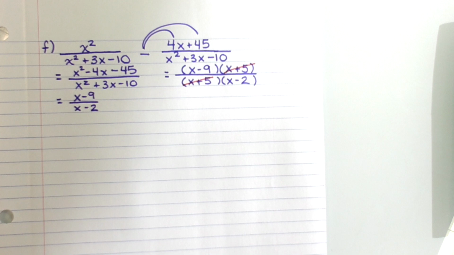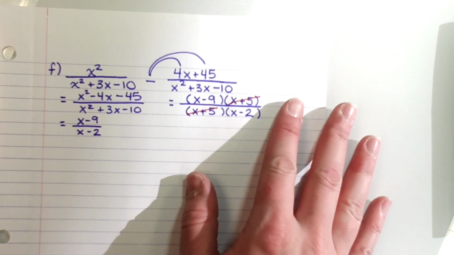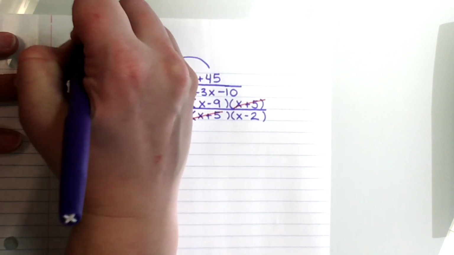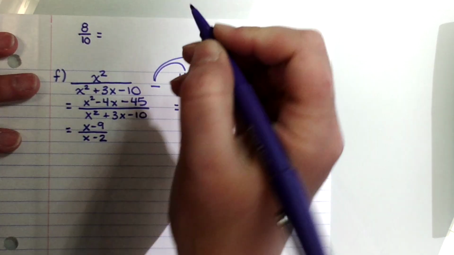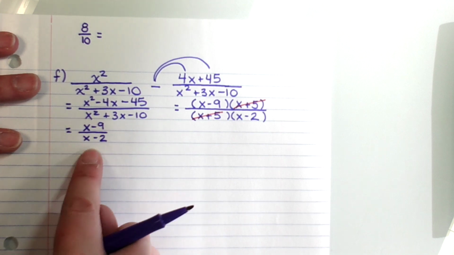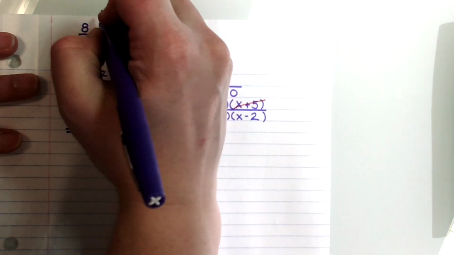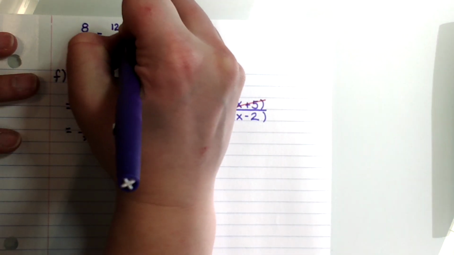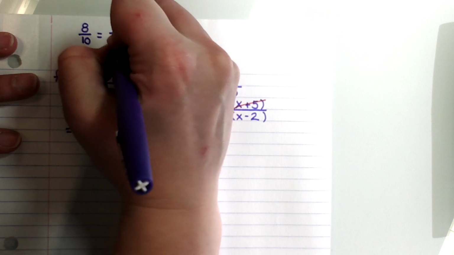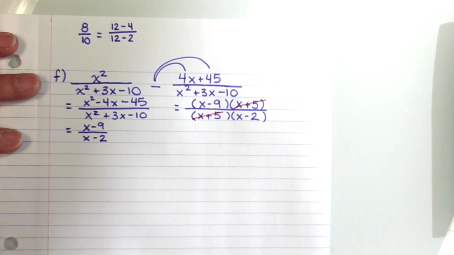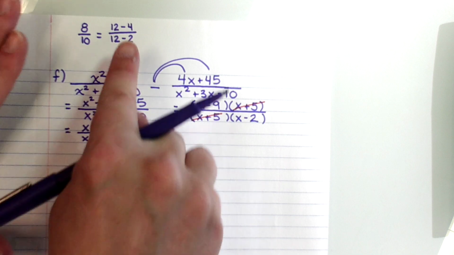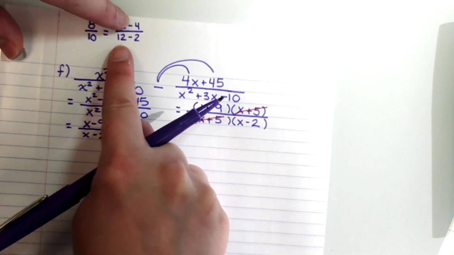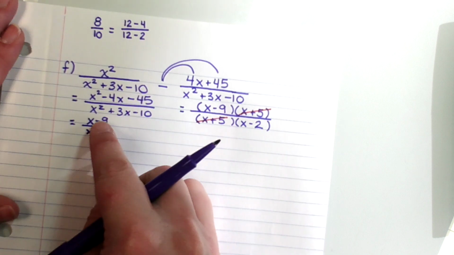If you are ever in doubt of what you can do, create yourself a similar problem with just a regular fraction. Start with just a regular fraction and rewrite it in a way where it has this setup. So I did 8/10. Would you agree with me that I can write 12 minus 4 over 12 minus 2, and that is still 8/10? Now this has this setup. It has the same thing in front and minus numbers on both top and bottom.